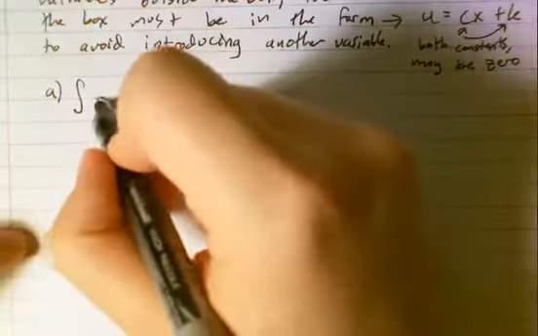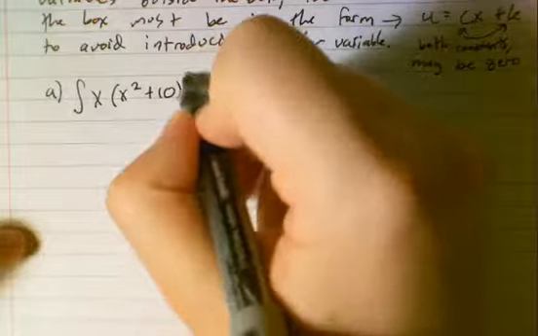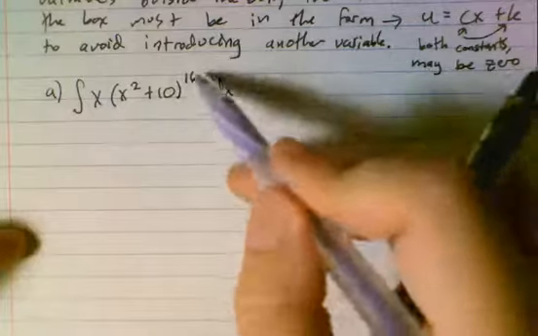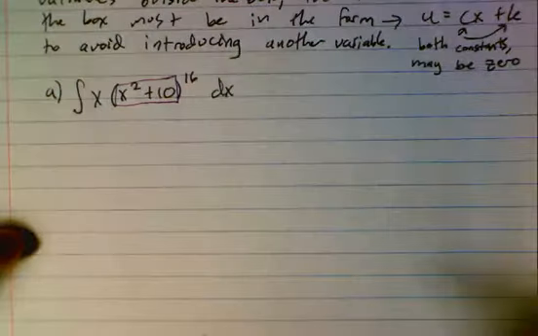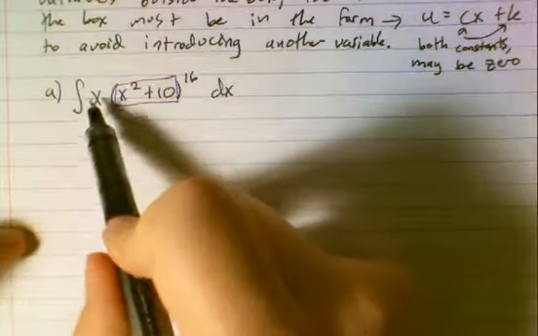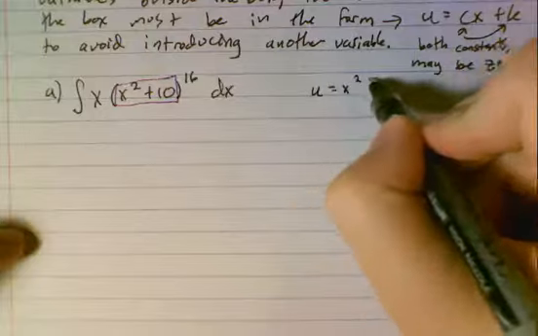Start off with the antiderivative of x times x squared plus 10 to the 16th dx. Now we can't expand this out very easily because of that 16th power. So now let's look for u substitution. So here we have powers, so this would be a good candidate for our box. And when we look at this, the derivative of x squared is going to have an x in it, so these will cancel out nicely. So let's let u equal x squared plus 10.